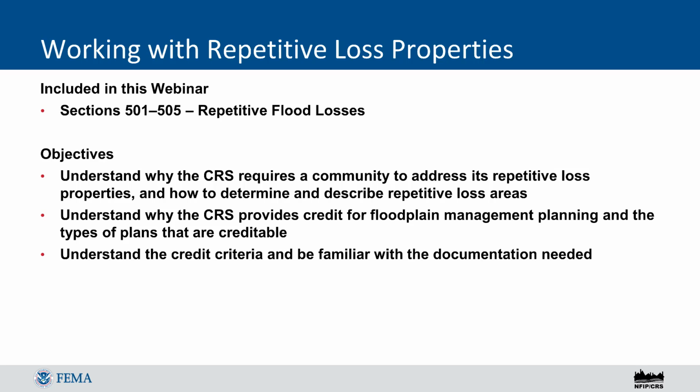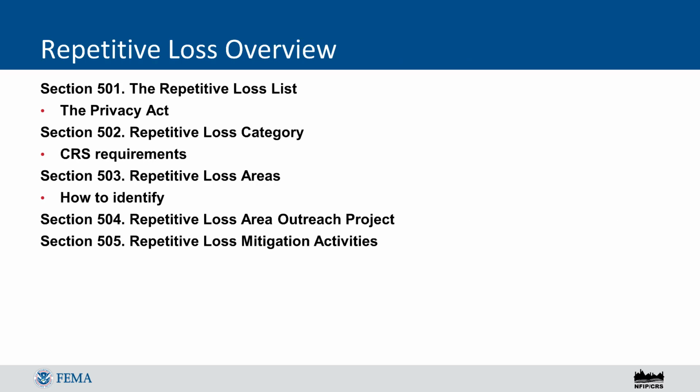Here you will find relevant discussions on repetitive loss data and a community's responsibility to protect the data, and CRS program requirements specific to a community's repetitive loss problem. We also cover how to define repetitive loss areas and provide guidance on outreach efforts to those defined areas. Section 501 opens the section with information on the community's repetitive loss list, and we do spend some time talking about the Privacy Act, which I'll discuss in greater detail shortly.